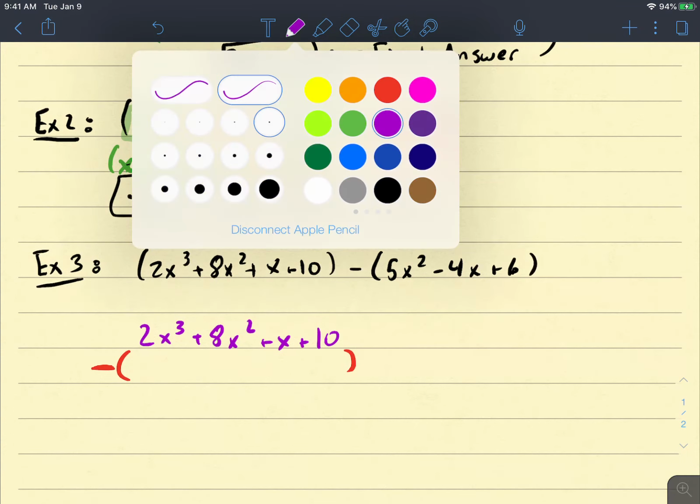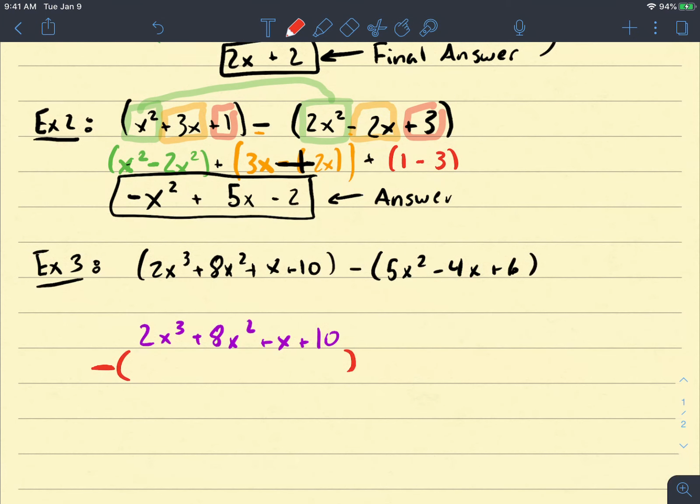And then we're going to put the next thing. All right, so we're going to have 5x squared, so we're going to look for the 5x squareds minus 4x plus 6. All right. Now this way might be a little bit more confusing for you guys, but it's not. Remember, there's always a 0 here when anything's blank. So 2x cubed minus 0, that's going to be 2x cubed. Now it's 8x squared minus 5x squared. So 8 minus 5 is going to be positive 3x squared.